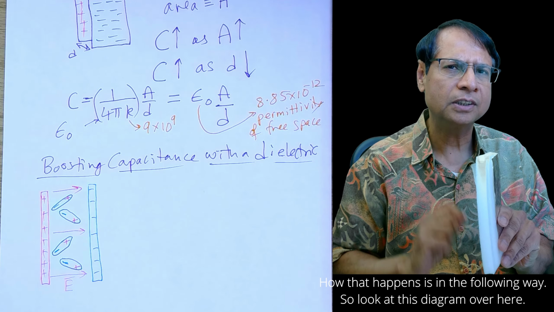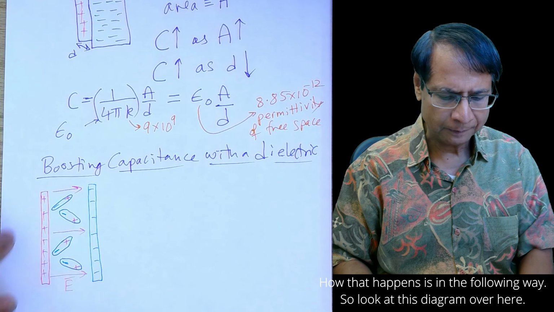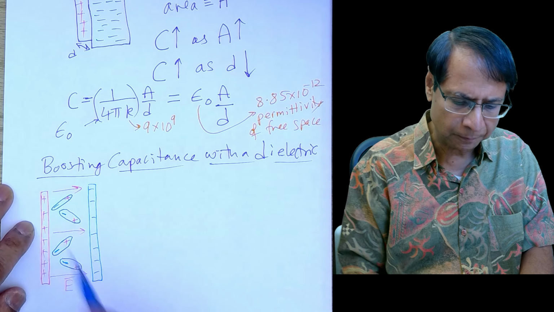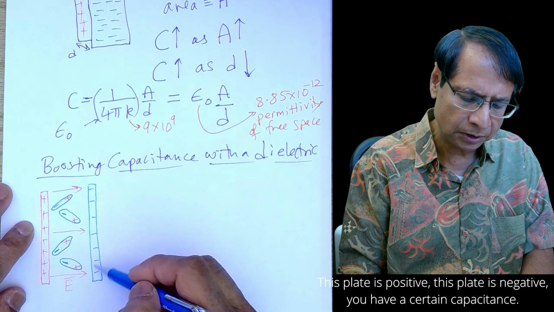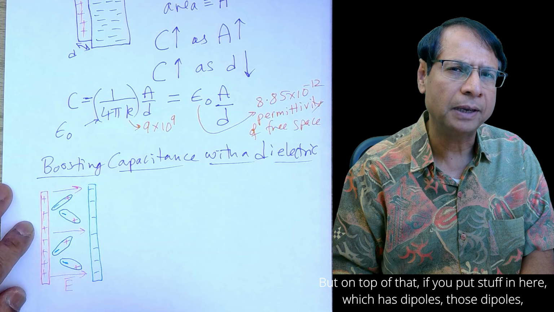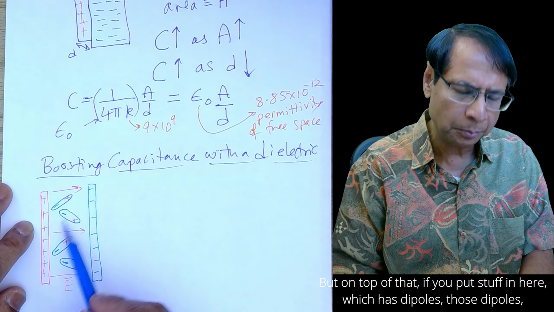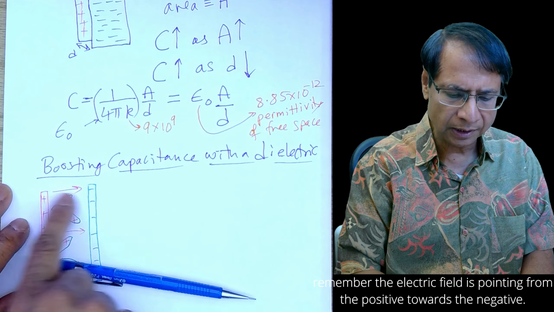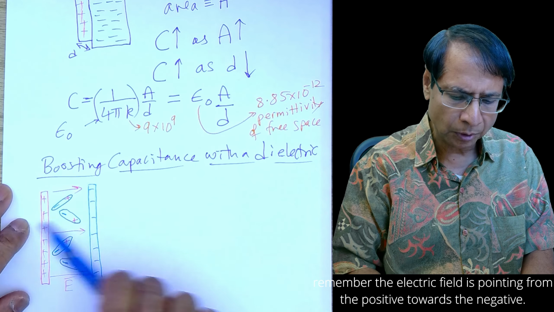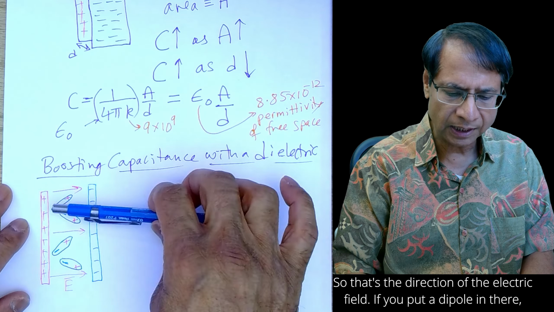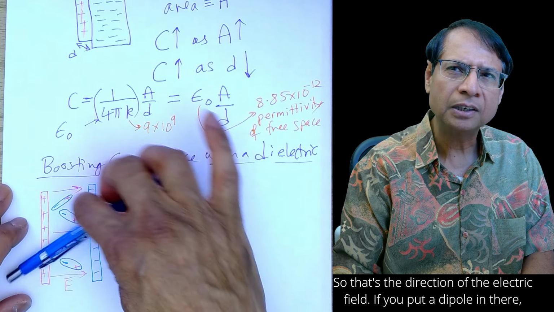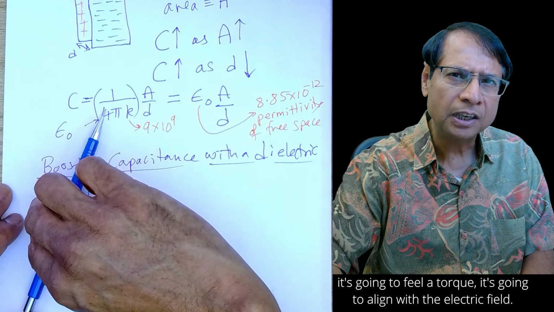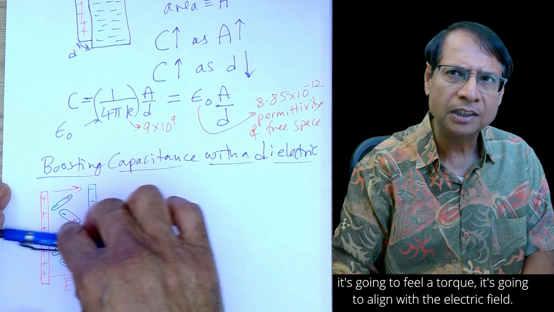How that happens is in the following way. So look at this diagram over here. This plate is positive, this plate is negative. You have a certain capacitance. But on top of that, if you put stuff in here which has dipoles, remember the electric field is pointing from the positive towards the negative. So that's the direction of the electric field. If you put a dipole in there, it's going to feel a torque. It's going to align with the electric field.